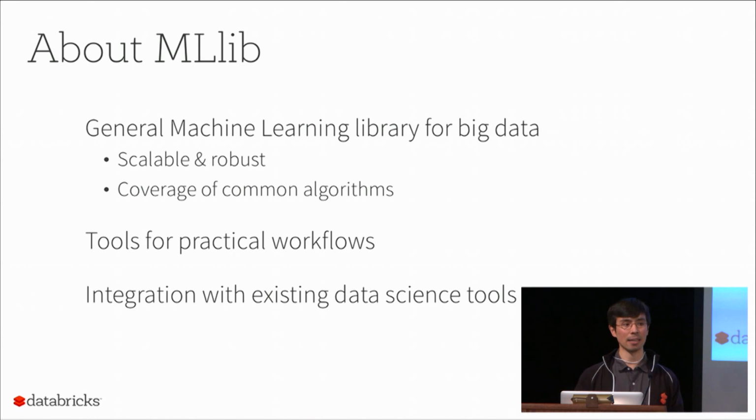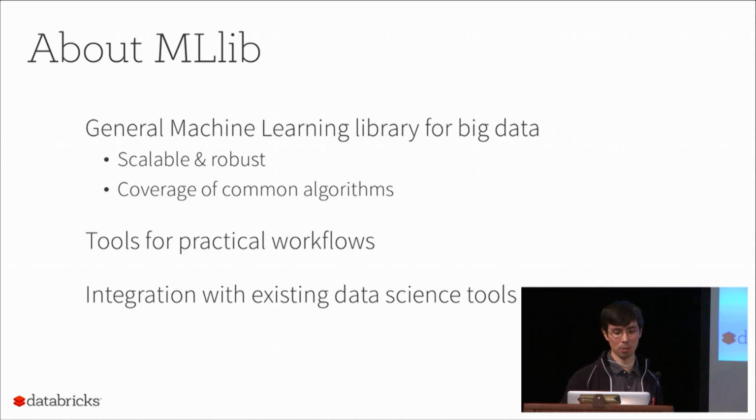And in this scaling, it should be robust, where a lot of that robustness, of course, we get for free by being on top of Spark Core. We also aim to have coverage of common algorithms, and I'll give a list of those later. But the idea is that we want to be able to cover the majority of use cases, and then for the more specialized use cases, people can either extend or develop their own algorithms.